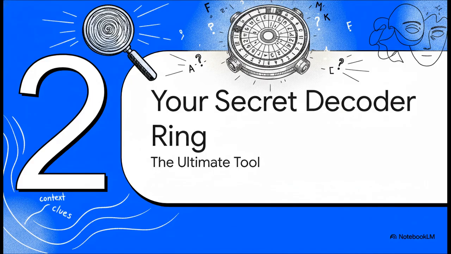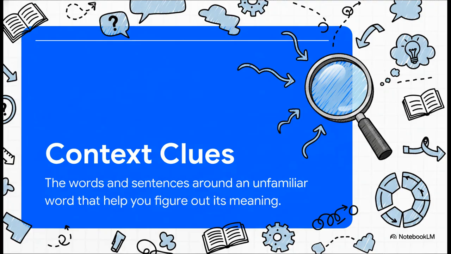So, we've got our suspects, but how in the world do we unmask them? Well, every language detective needs a tool, and lucky for you, you already have the most powerful one there is. It's basically a secret decoder ring for language. And here it is, context clues. This is the absolute hero of our story. Context clues are just the other words and sentences hanging around our mystery word. They drop hints, they leave evidence, they point you right to the word's true meaning. This is your decoder ring, and we're about to learn exactly how to use it.